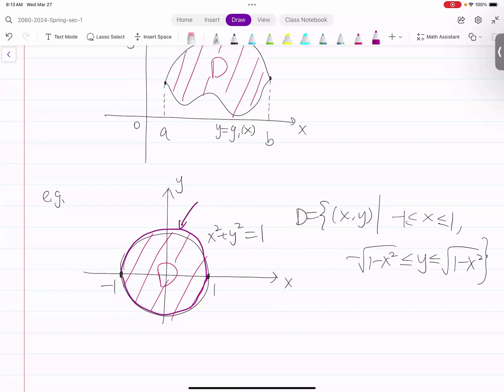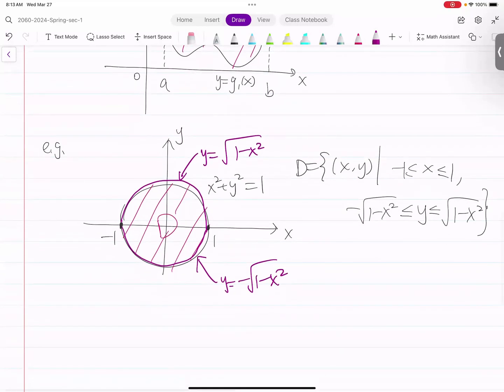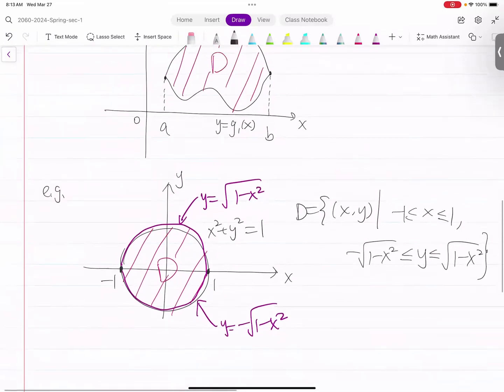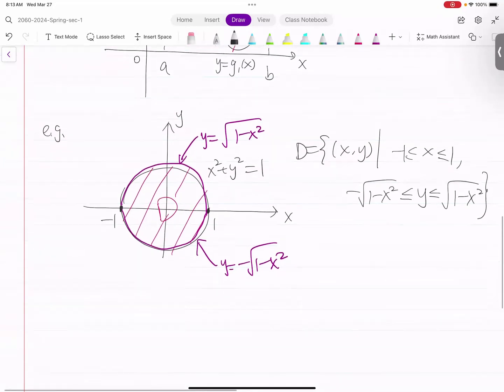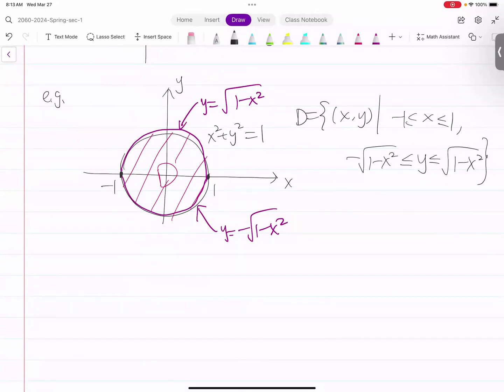So here, simply this is y equals the positive square root of 1 minus x squared, and this is y equals the negative square root under the radical. Any questions so far? So that's one way to describe this disk, a unit disk.